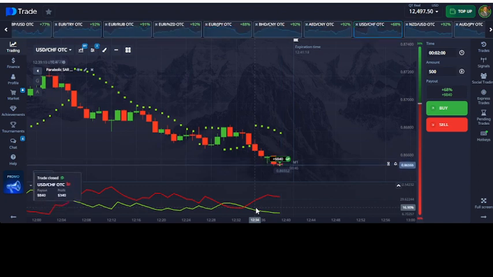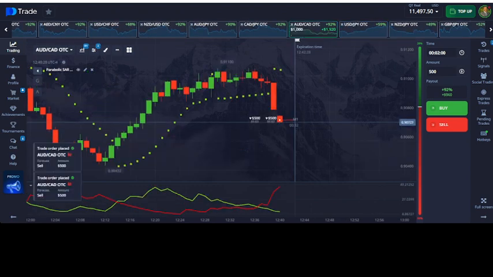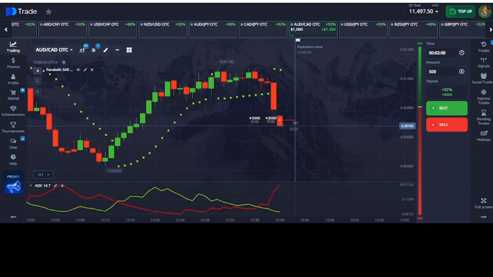Okay, so that trade was in the money. All right, so I'm going to pause the video and look for the next setup. Okay, so I'm on Aussie dollar, Canadian dollar, OTC, and I just took a sell trade here.